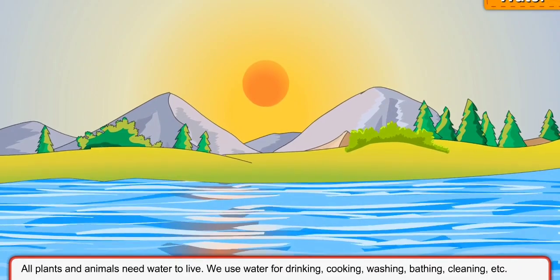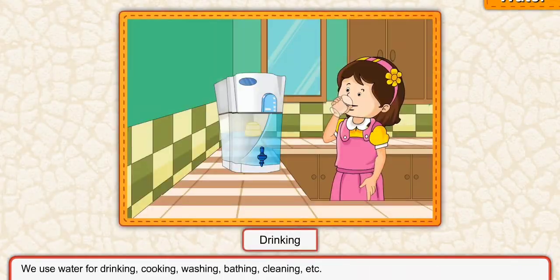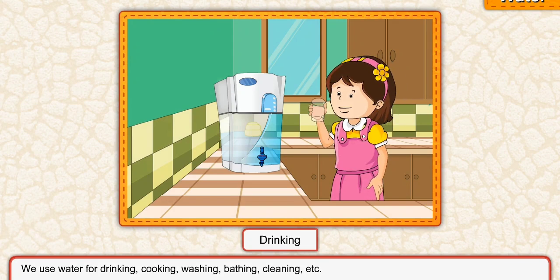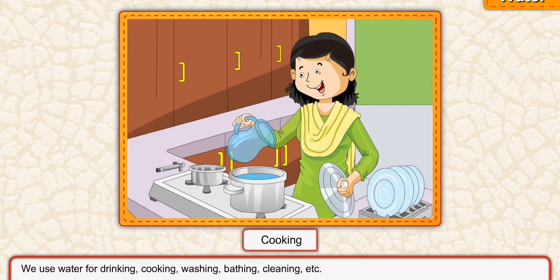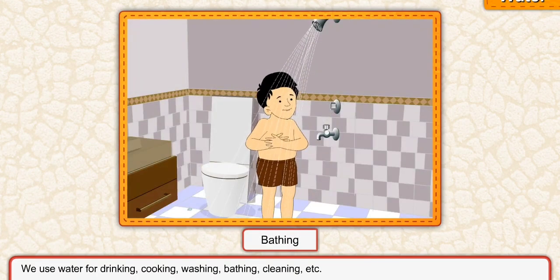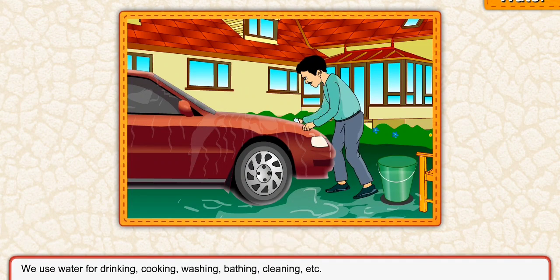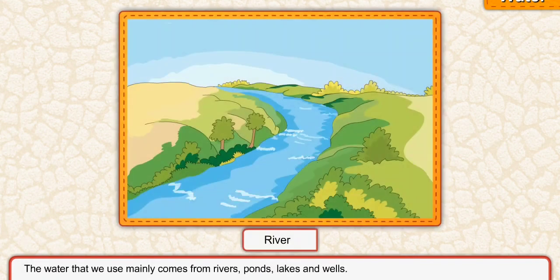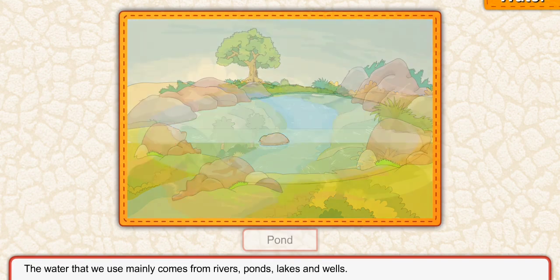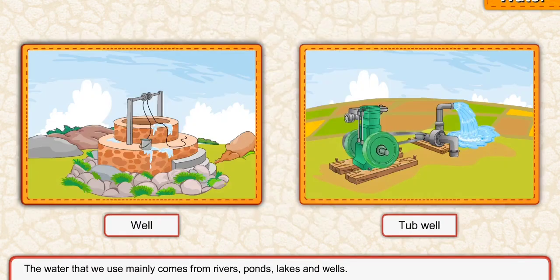All plants and animals need water to live. We use water for drinking, cooking, washing, bathing, cleaning, etc. The water that we use mainly comes from rivers, ponds, lakes, and wells.